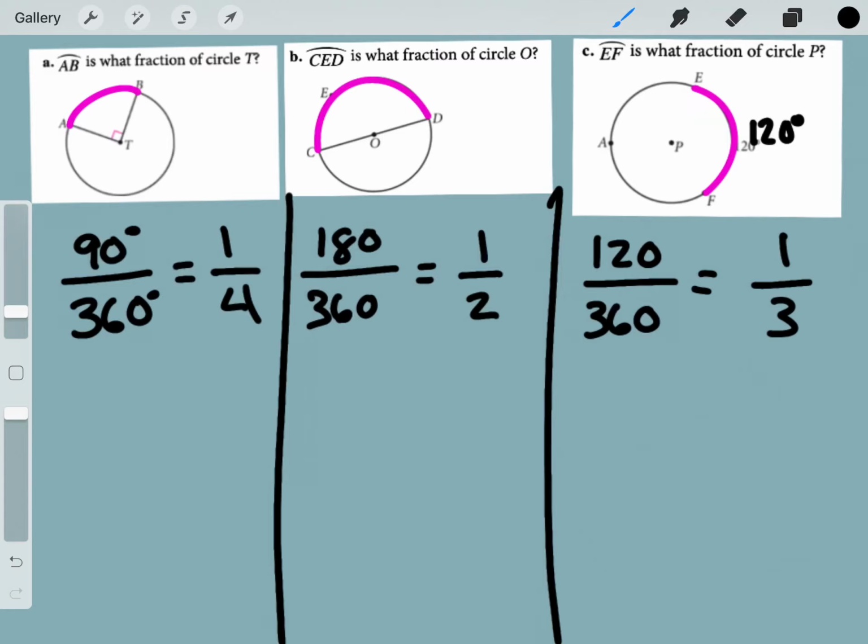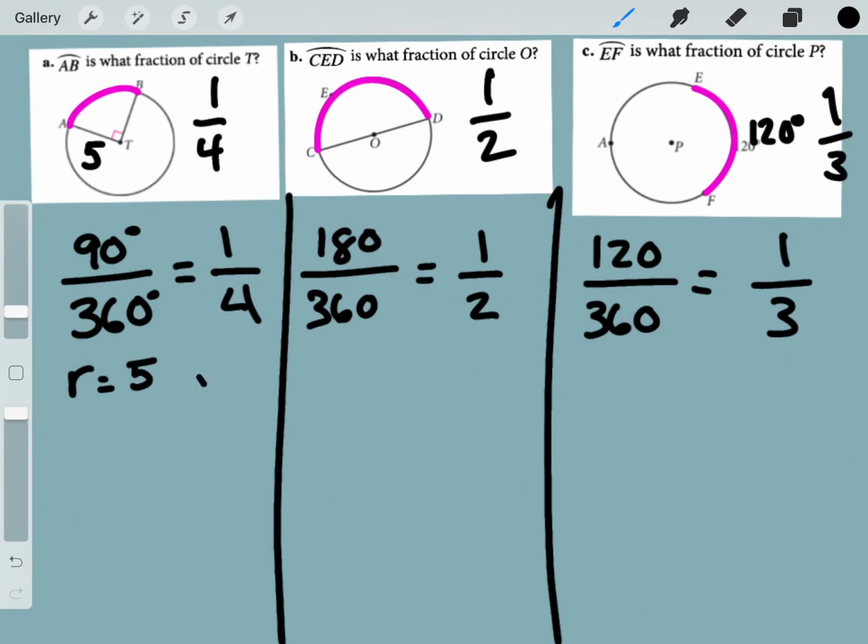That's going to be the first step in finding arc length, is to first determine what fraction of the circle the arc measure takes up. So on the first question, this was 1/4 of the circle. This middle question, it was 1/2 of the circle, and over here was 1/3 of the circle. Okay? So now let's do this with a radius. So let's say our radius is 5 on this figure right over here.